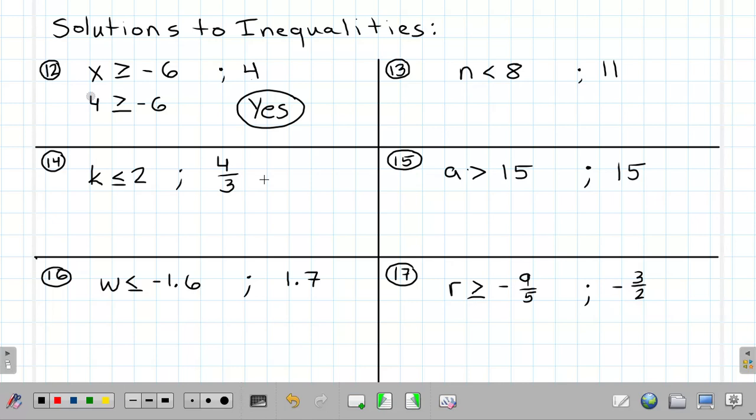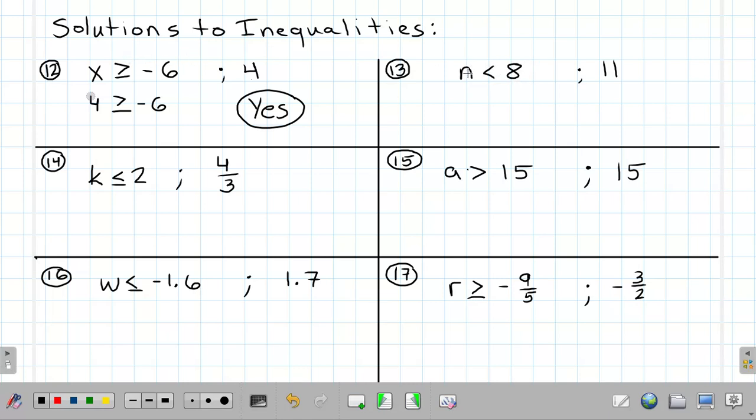And once again, that's because, well, how many numbers are bigger than or equal to negative 6? Well, there's actually an infinite amount of numbers. You can think of, like, every number that you can think of, I can think of another one, okay? So what we are doing here is we're saying, here's a number. Is it a solution? Does it work for this inequality? Okay. So number 12, the answer is yes.